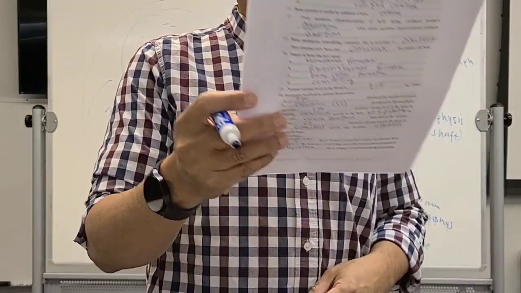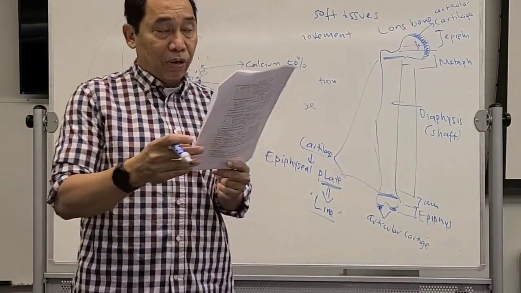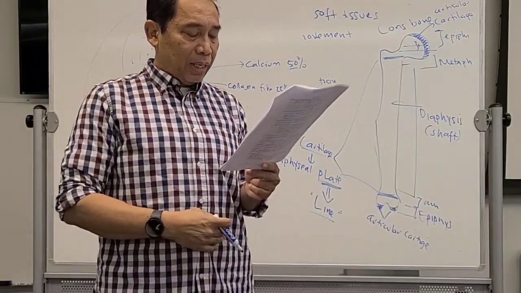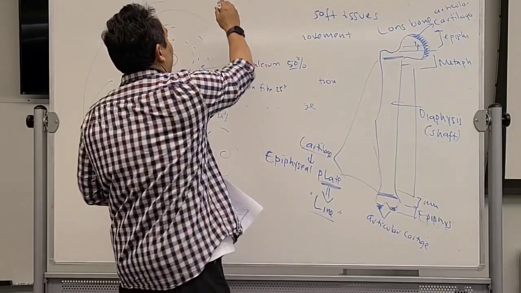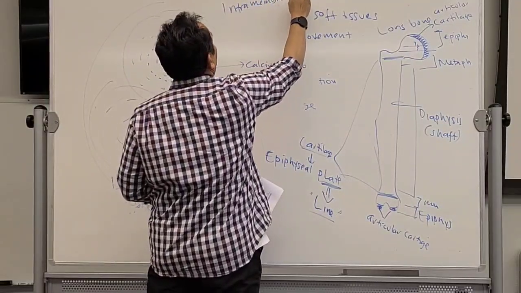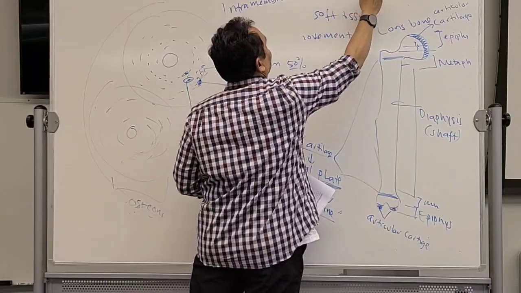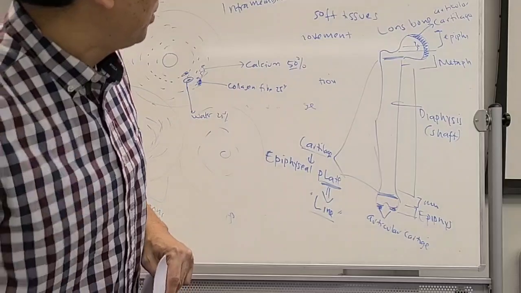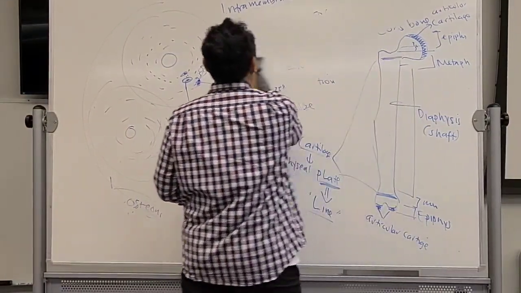Type of bone formation. If it is directly from fibrous connective tissue, then the ossification is called intramembranous ossification, and intramembranous ossification will create the flat bone. So all the flat bones are created through intramembranous ossification.